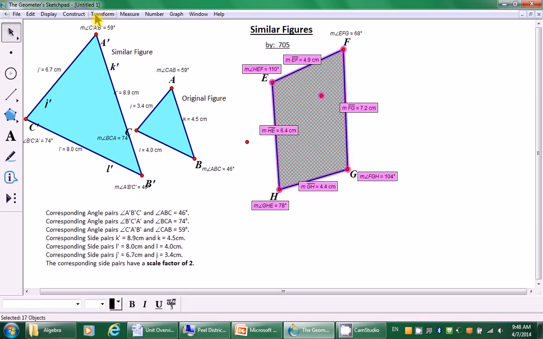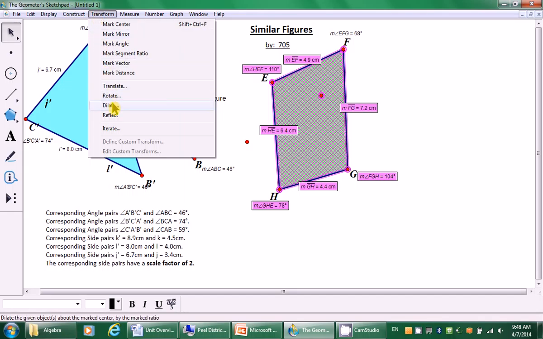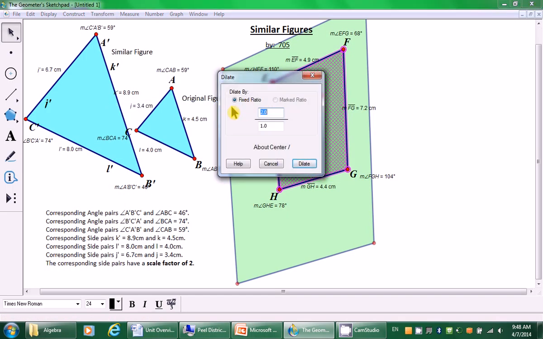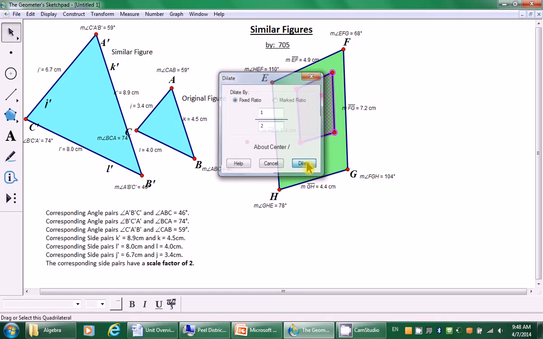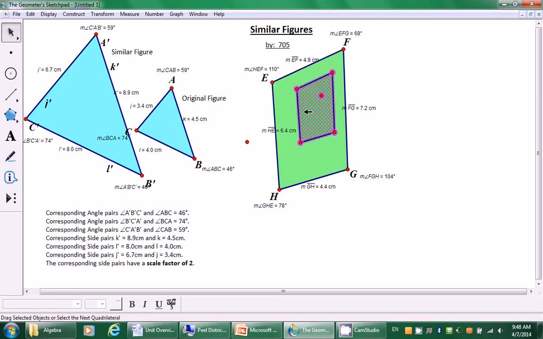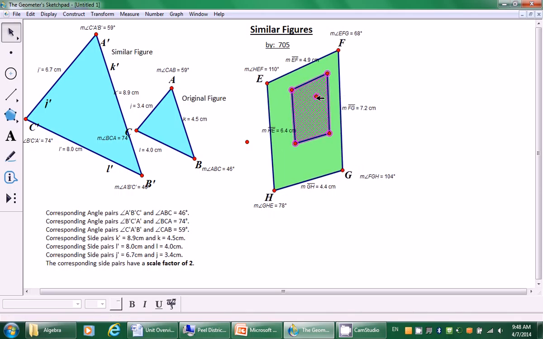And let's go to Transform, Dilate. And in this case, instead of 2 over 1, I want to reverse it to 1 over 2. And then click Dilate. All right. So it looks like for me, it created the new shape inside. So I think I can move that if I move that point outside.